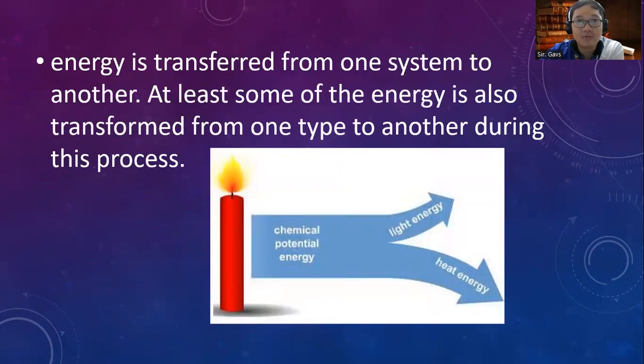And also energy is transferred from one system to another. At least some of the energy is also transformed from one type to another during its process. For example, we have here a dynamite. When you light up a dynamite, it converts chemical potential energy into light energy and heat energy. So take note that we have the law of conservation of mass and energy, which states that energy cannot be created nor destroyed, but only be transferred from one form to another.